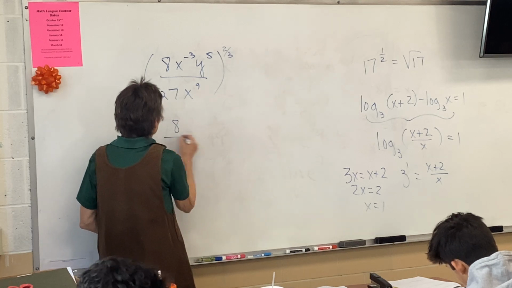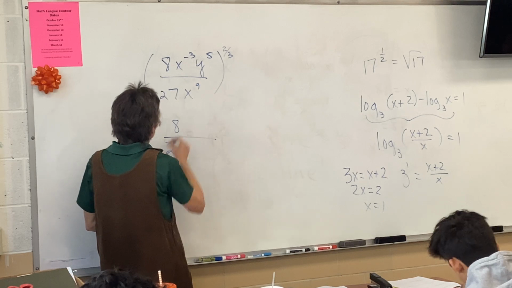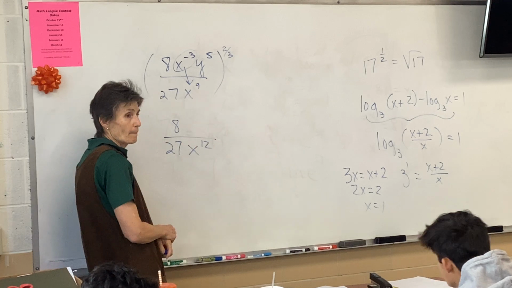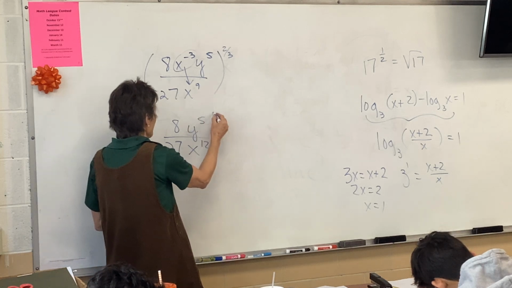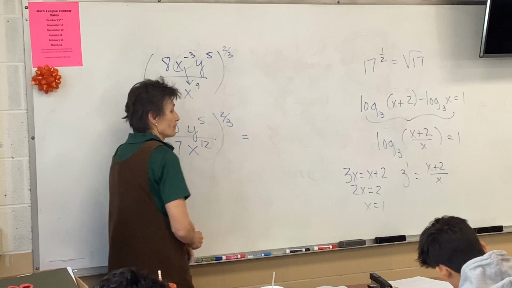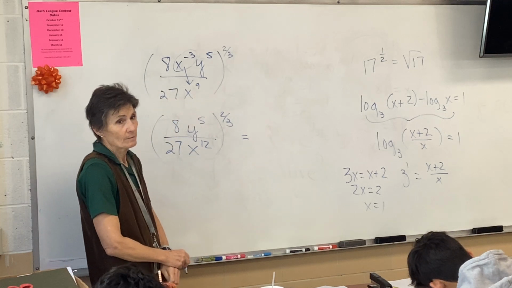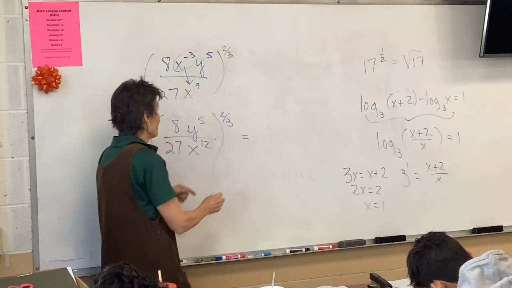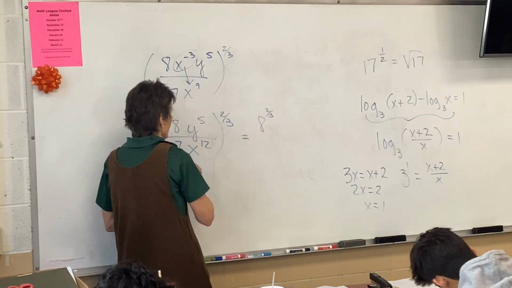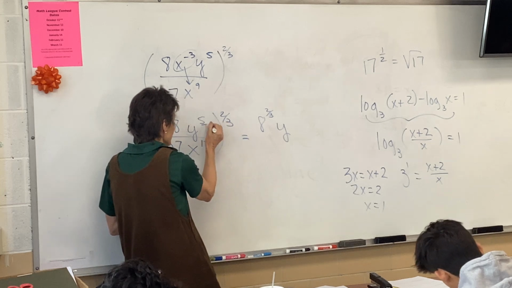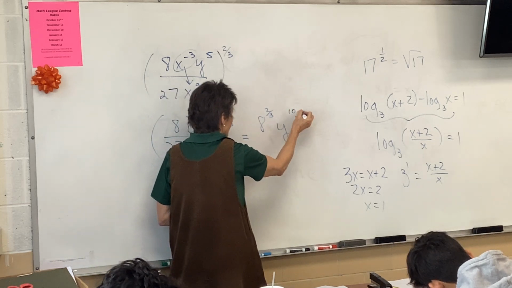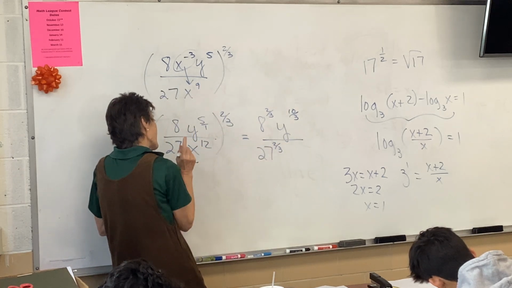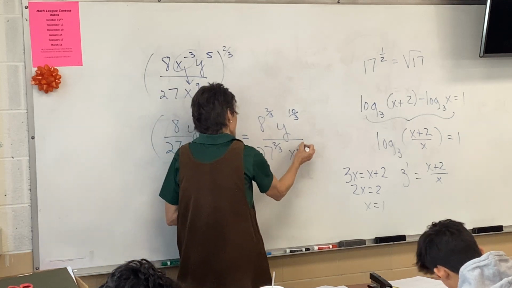All right, so I'm going to have 8 and 27. And x is 9. These are going to come down. So I'm going to have x to the 12, and I guess y to the 5th is all I have there. Now remember that everything in the parentheses is going to go to that power. So we're going to have 8 to the 2/3. We're going to have y to the 10/3. We're going to have 27 to the 2/3. And we're going to have x to the, that's going to simplify, 8. 6.